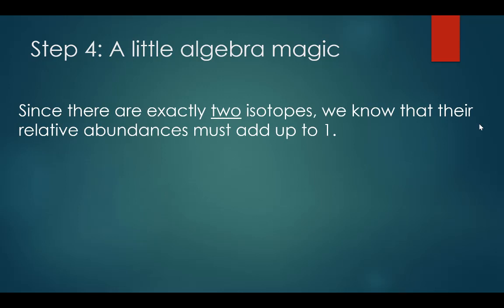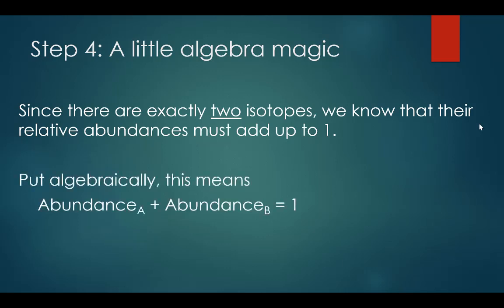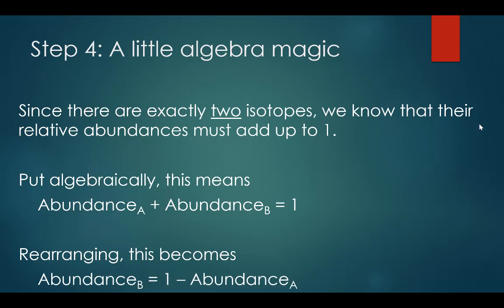We know that since there are exactly 2 isotopes, their relative abundances, those decimals, have to add up to 1. This is the same as saying for 2 isotopes that their percent abundances would add up to 100%. But remember, we need to use decimals called relative abundances instead of percent abundances for these types of equations. So if we put this algebraically, this means abundance A plus abundance B equals 1. And I can rearrange a little bit and find that abundance B equals 1 minus abundance A.